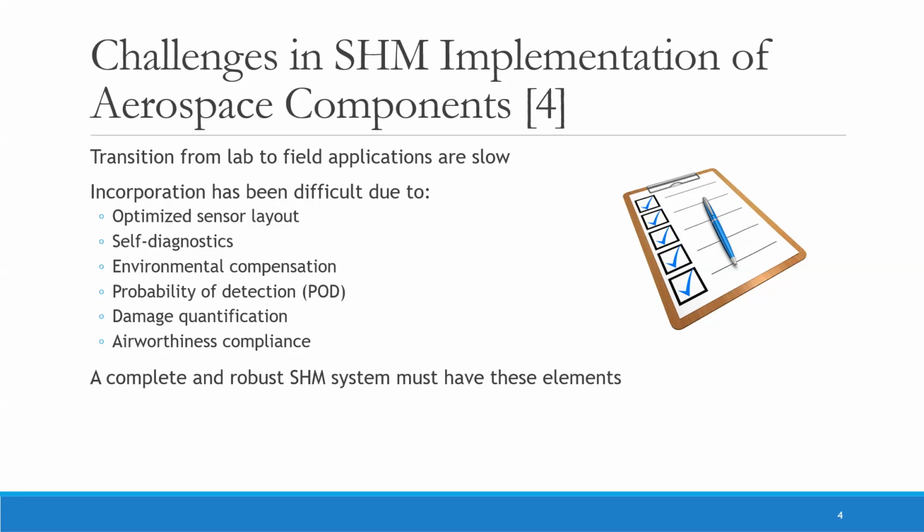As for probability of detection and damage quantification, most SHM systems cannot easily provide quantifiable specifications for new applications and configurations, which hinders providing quantitative damage sizes with associated uncertainties. In order to be installed on aircraft applications, the SHM system must comply with airworthiness standards in addition to its intended functions. Airworthiness compliance requirements are discussed later in this presentation. While the listed challenges are presented, these elements are also necessary for a complete and robust SHM system.